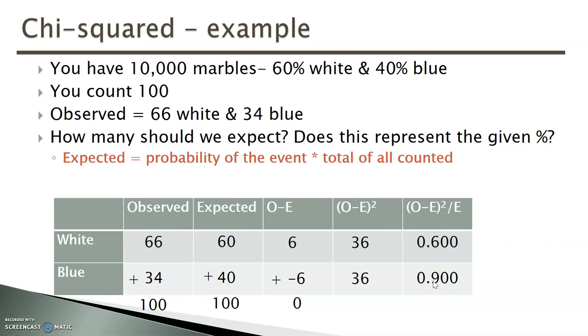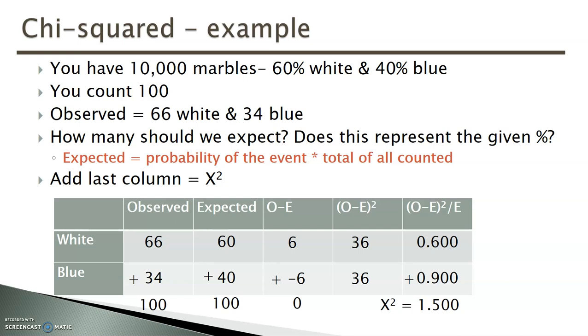Now this value, you are going to then add straight down. So you're going to add 0.6 and 0.9, and this is going to give you what we call our chi-square value. This is your calculated chi-square value. The calculated chi-square value is what we're going to use to actually confirm or deny our hypothesis. Again, our hypothesis here is that it should be 60% and 40%. There should be 60 whites and 40 blues if we count 100.